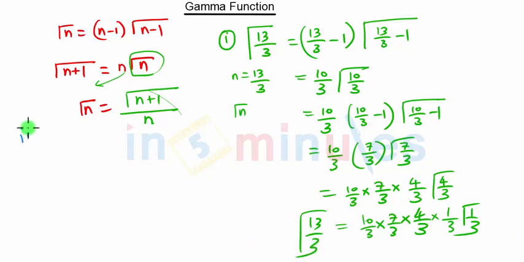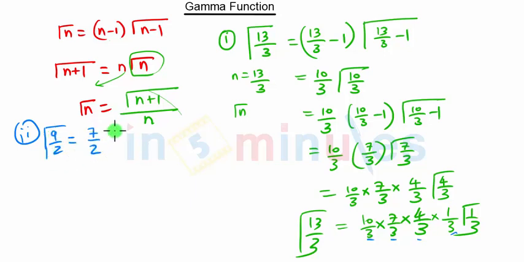Then we have gamma of 9 upon 2. Similarly, what we are going to do, we are going to keep the denominator as it is, as you can see here. And we are going to subtract 9 minus 2. 9 minus 2 is 7 upon 2, and denominator remain the same.